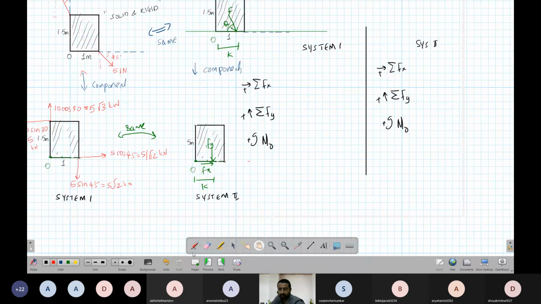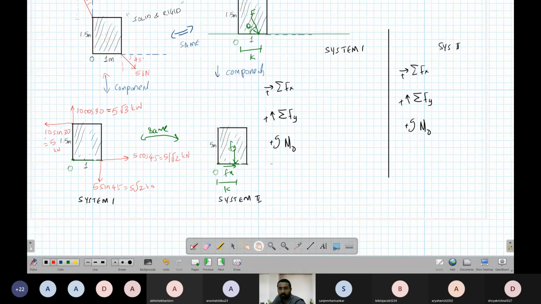So let's write this. What are the x direction forces? Right is positive, so we have 5/√2 in this direction. Then we have a minus 10 sin 10 minus 5. So what is the value? 5/√2 minus 5, so minus 1.46 kilonewton.